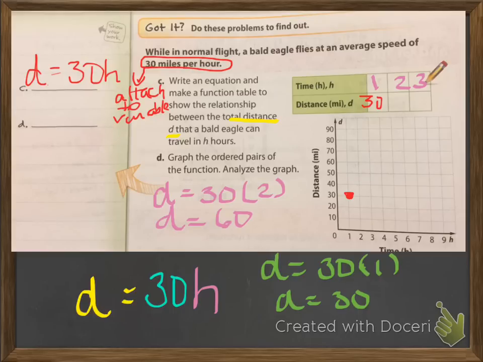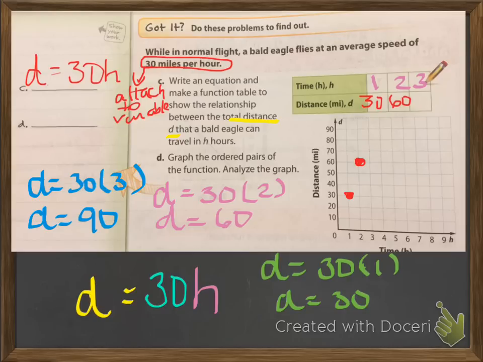You can see that I've written that there. I did D equals 30 times 2. So when H is 2, so when they fly for 2 hours, then that means that the distance that they've traveled, 30 times 2 gives me 60. So I'm going to put the 60 in there, which means I'm going to go over 2 and I'm going to go up to the 60 and make a dot. Let's go ahead and do the last piece.